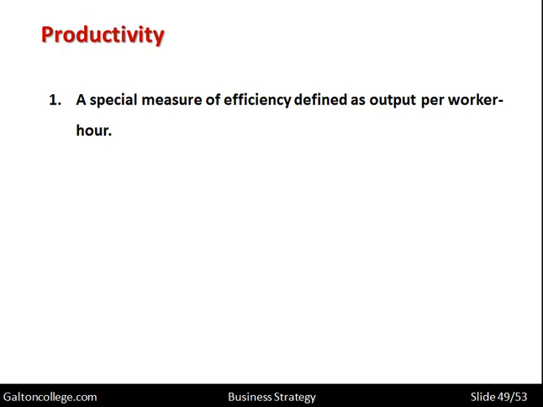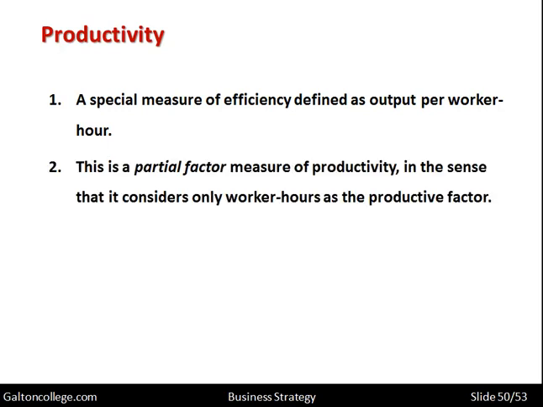And you'll find that productivity has increased. But it's not the worker's productivity that has increased necessarily, it's the machine. So it's a particularly tricky concept. This is a partial factor measure of productivity in the sense that it considers only worker hours as the productive factor.